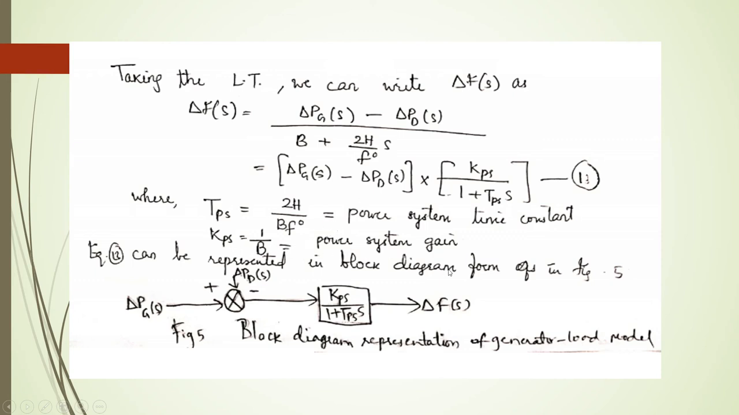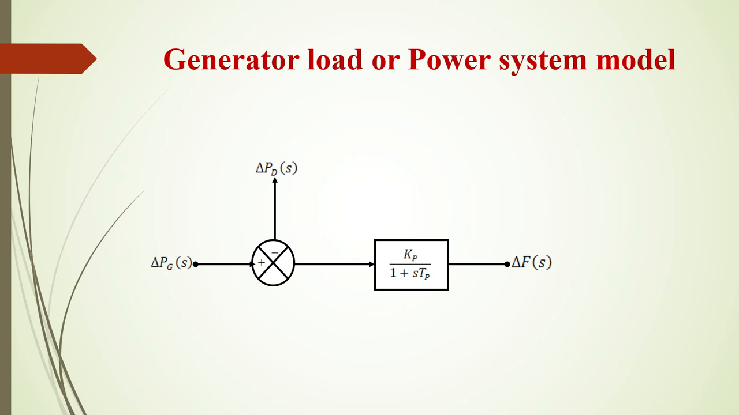So this can be expressed in a block diagram like this, that is delta PG minus delta PD of s. This is delta PG and this is minus delta PD of s, into KPS by 1 plus TPS s, is equal to delta F of s. So this is the block diagram representation of the generator load model. The same thing I have drawn here.